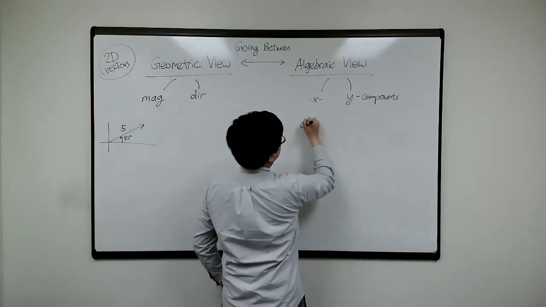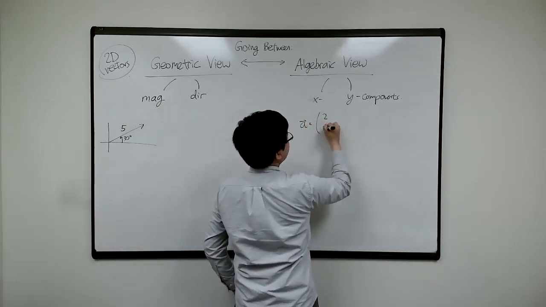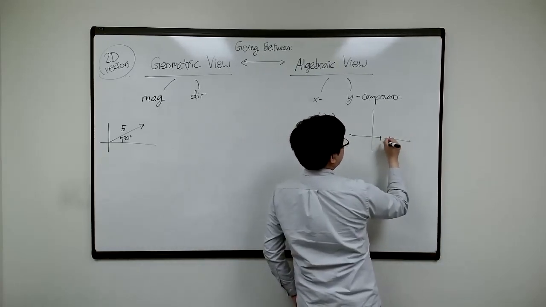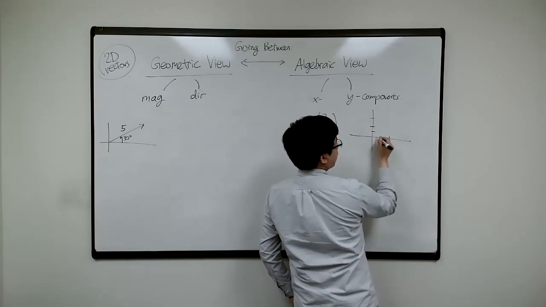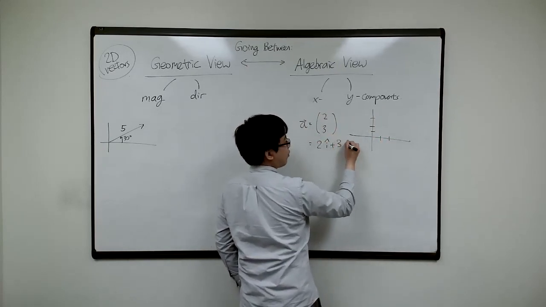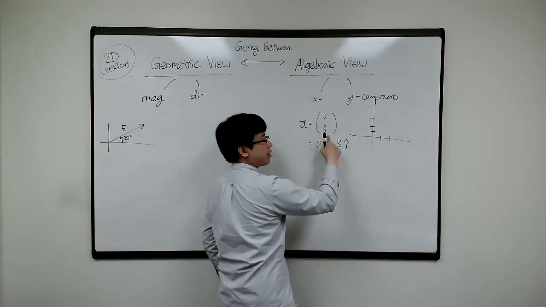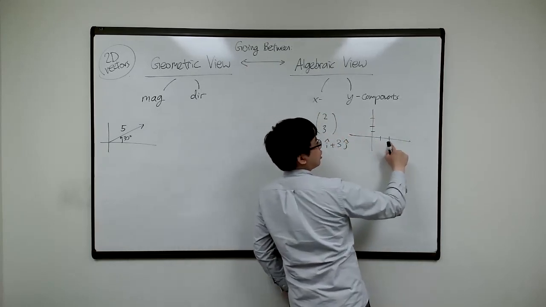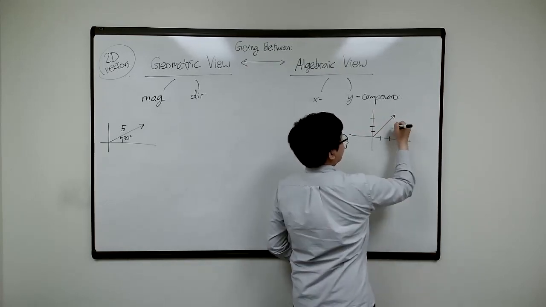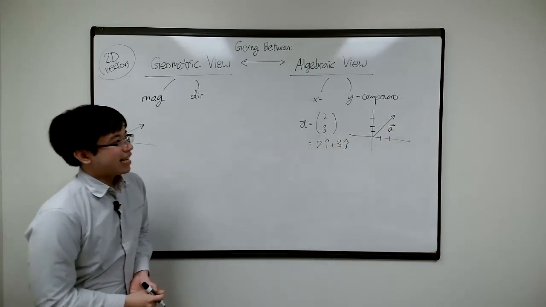For example, we can have A is, for example, (2, 3). What that means is you can immediately draw it out: 1, 2, and 1, 2, 3. So you go 2 units. Remember that this is just a shorthand, a lazy way to write 2i plus 3j. So 2 i's mean you go this way, and 3 units in the y direction. So you can immediately draw this out. So you can tell that's A.